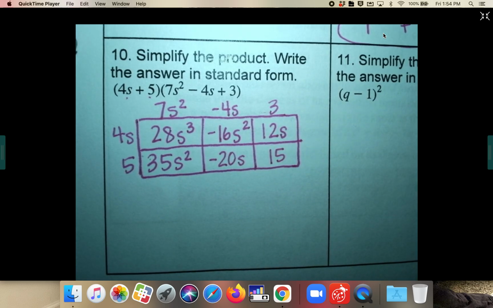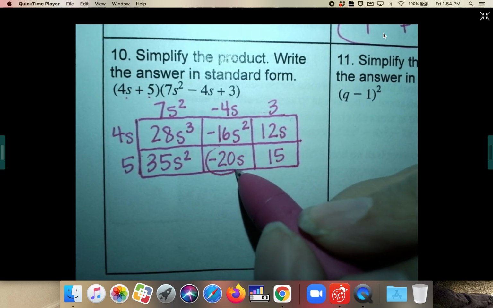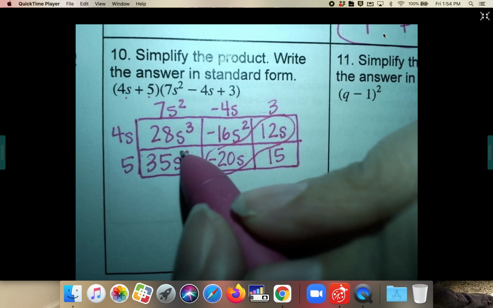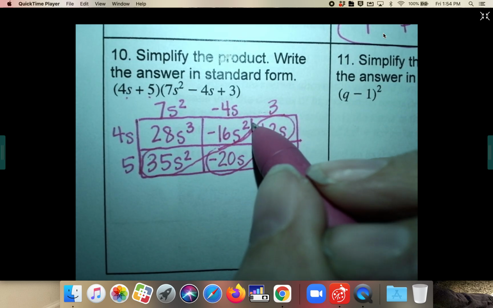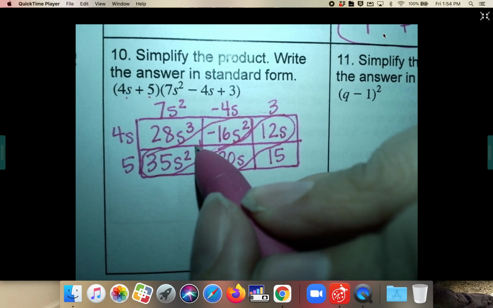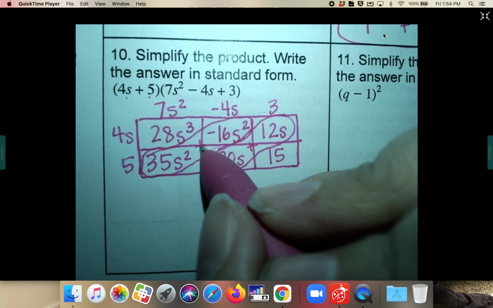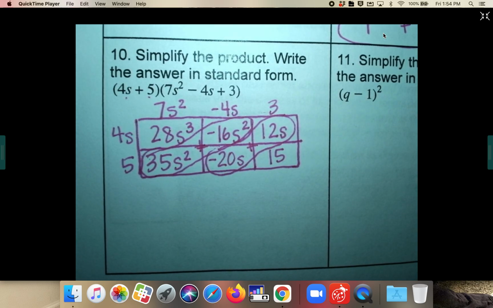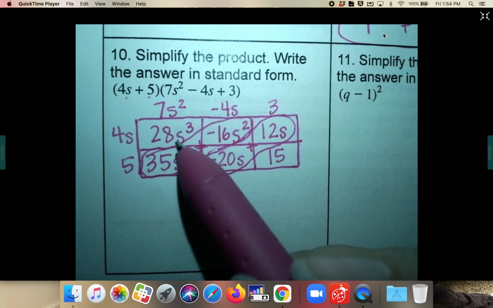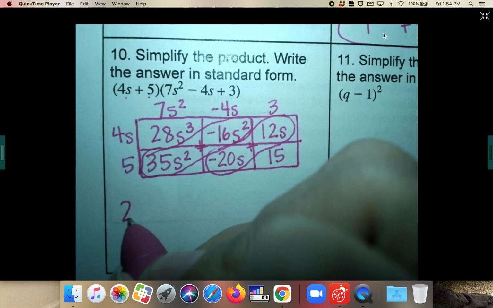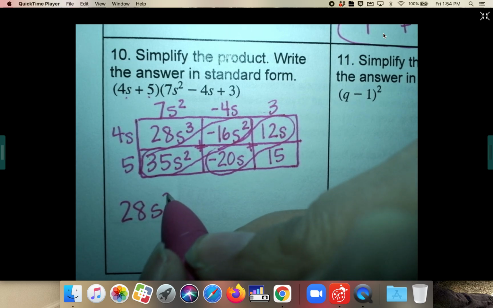Okay, remember when you do a box, usually your diagonal terms are your like terms, and you're going to be adding your like terms. So I'm going to put a little plus sign in between both of those. All right, so from left to right, the largest priority is my 28s cubed. So the answer is 28s cubed.